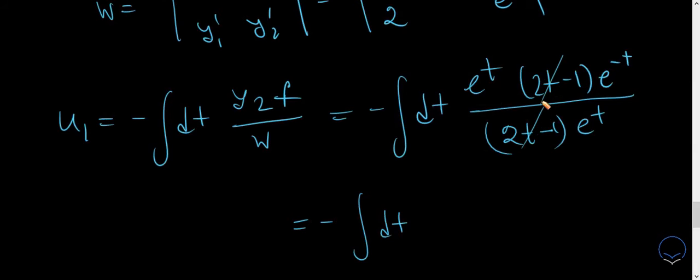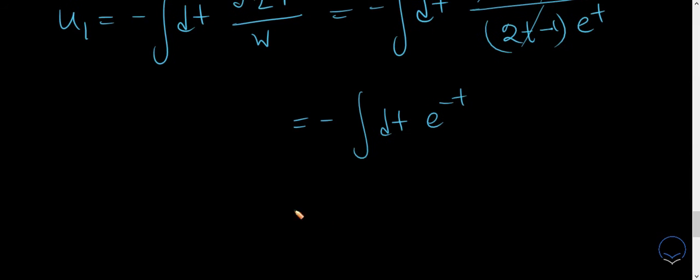This term and this term will cancel out, and it will be e to the power minus t over here because there is an e to the power t in the denominator. And now you just integrate, and this is just e to the power minus t, right? One of the minus signs will cancel the minus sign in front, and again we are ignoring the constants.